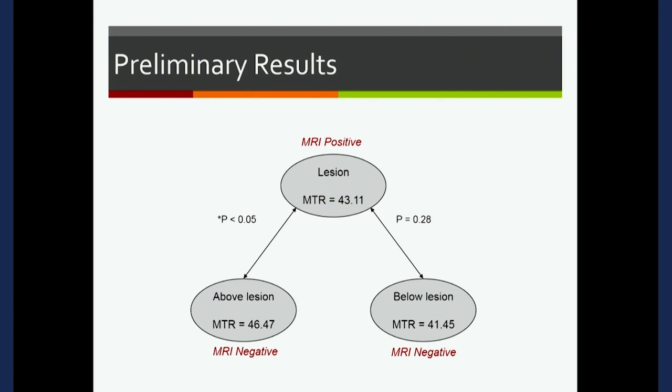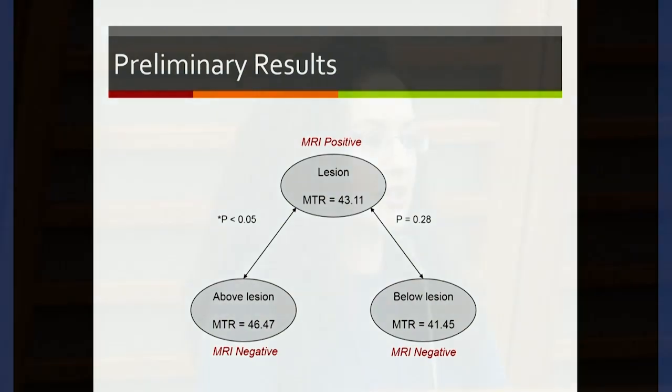How about above lesion versus below lesion? These are both MRI negative. Do you think they should be different or they should be similar? They should be similar, right? But they're actually different. Okay.